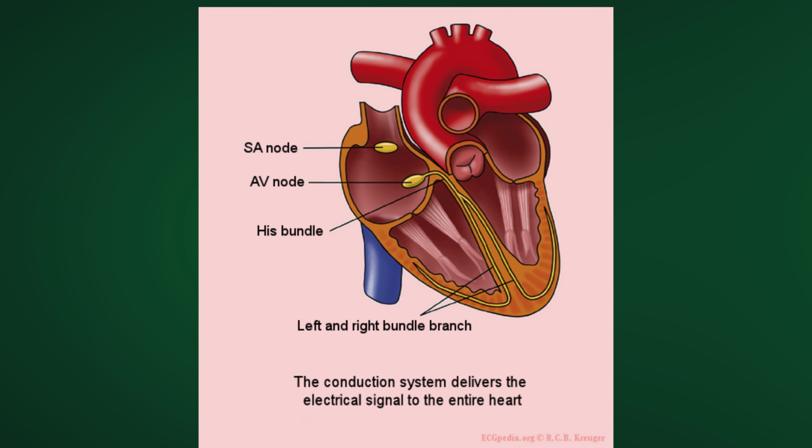It then passes rapidly through the AV bundle, or in other words, the atrioventricular bundle, and continues on through the right and left bundle branches, and then to the Purkinje fibers in the left ventricle, resulting in a contraction that ejects blood leaving the heart.